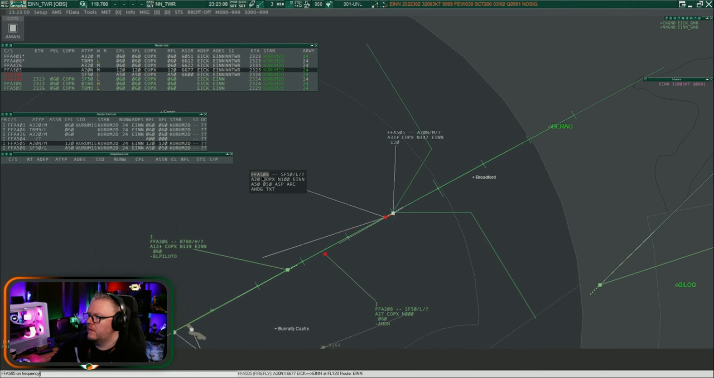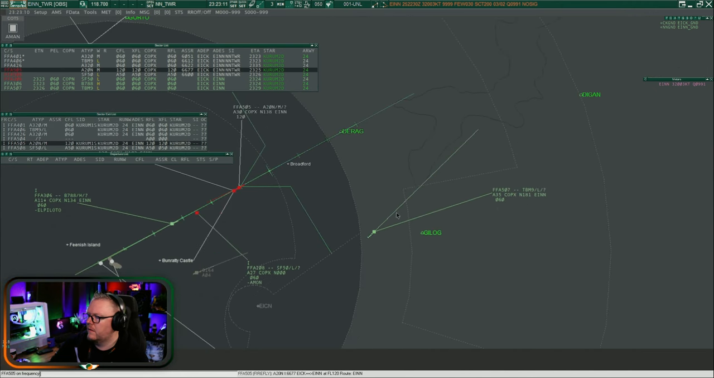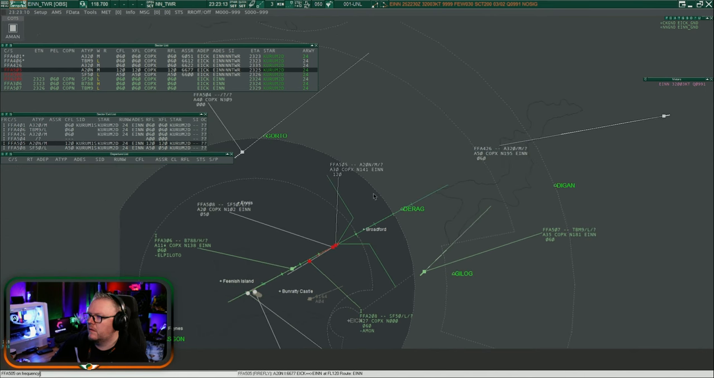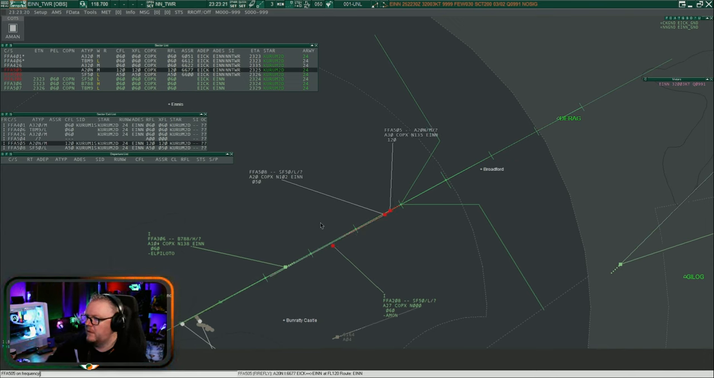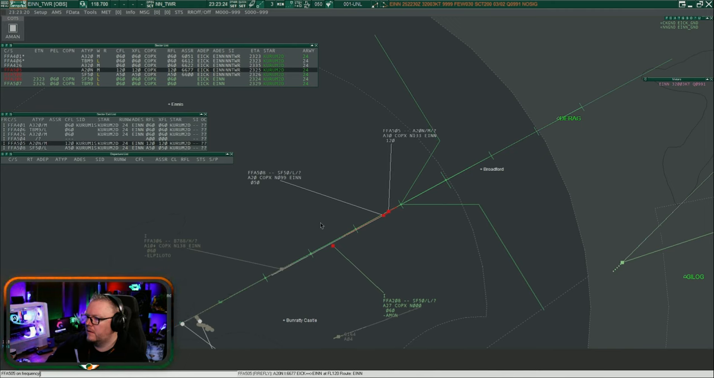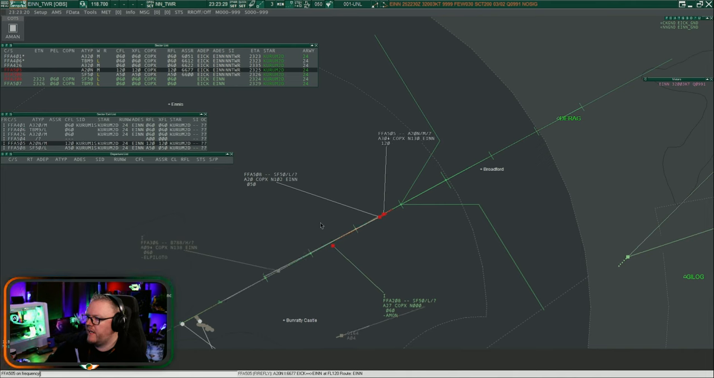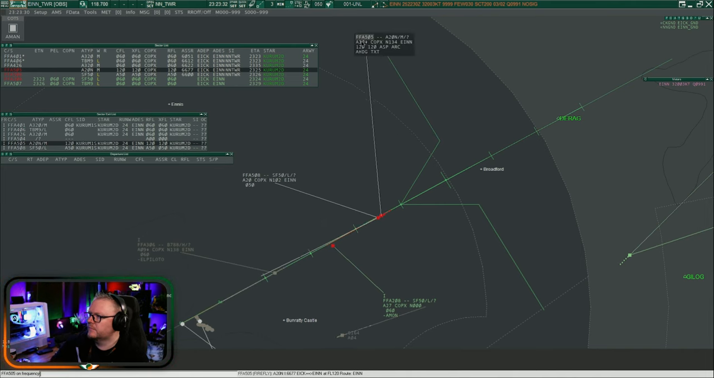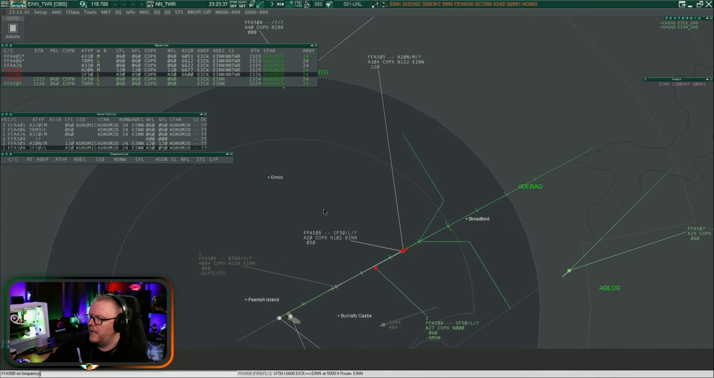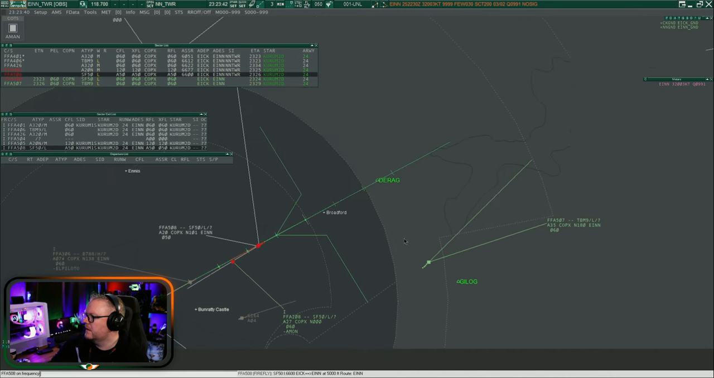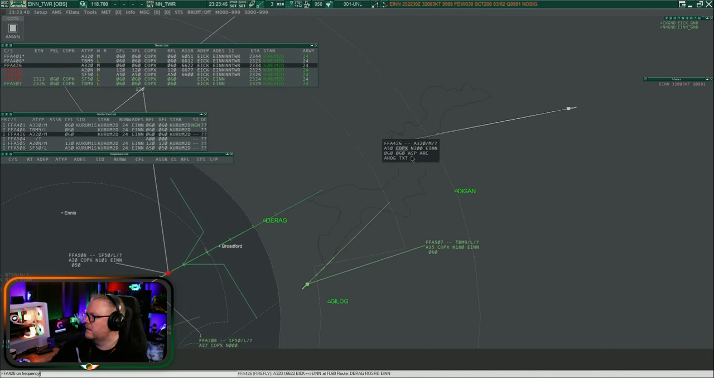Shannon Tower, Firefly 508, established on the localizer, runway 24. Firefly 508, continue approach, you are number 2. Shannon Tower, Firefly 508, continue approach. Firefly 505, go around. Firefly 505, going around. Firefly 505, go direct Gorto, call me from there, please. Going direct Gorto, Firefly 505.